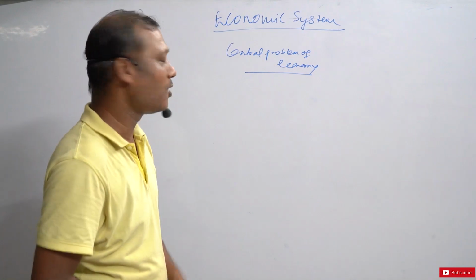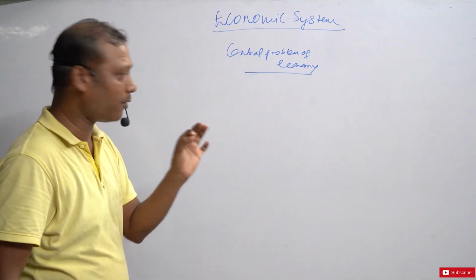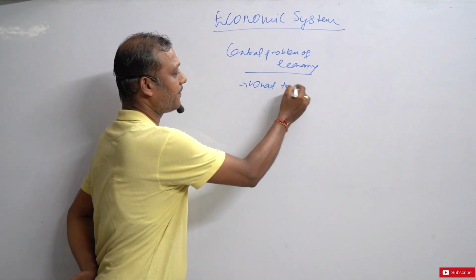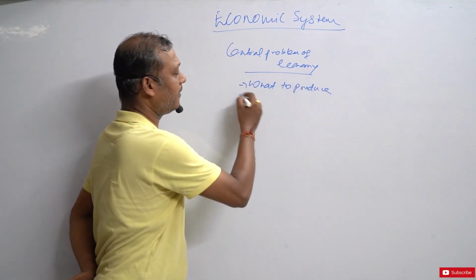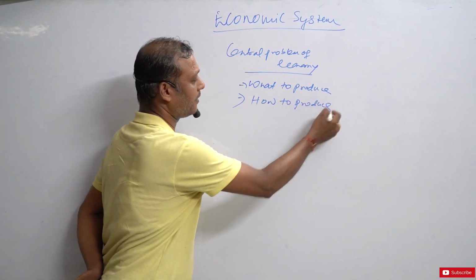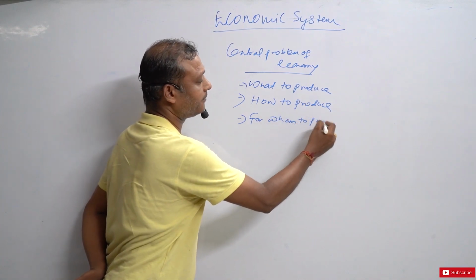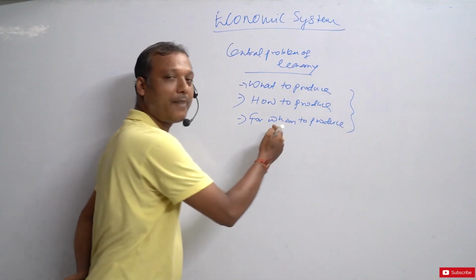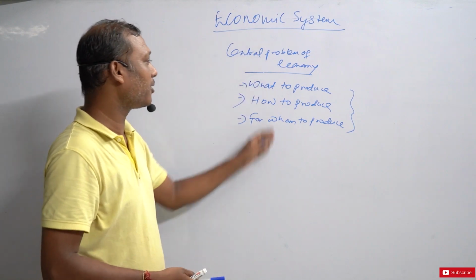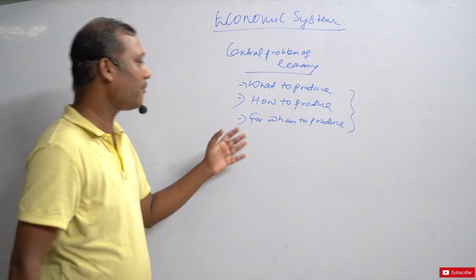Why are we studying economics? What are the problems of economics? What are the problems that we are studying in economics? That I told you: first point, what to produce, then how to produce, then for whom to produce. These are the basic questions of a central economy. These are the basic problems of an economic system. I am repeating. One is what to produce, then how to produce, and for whom to produce.